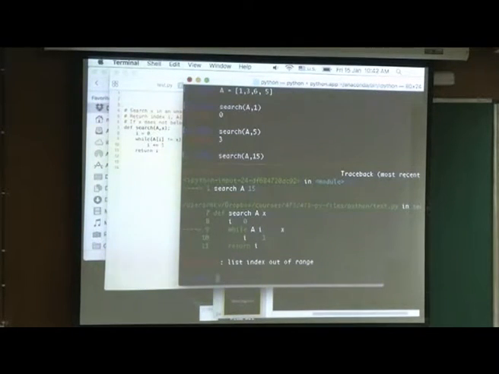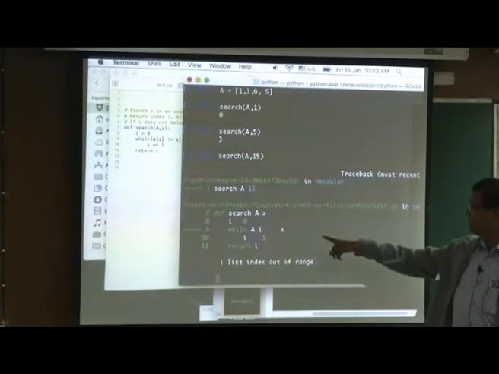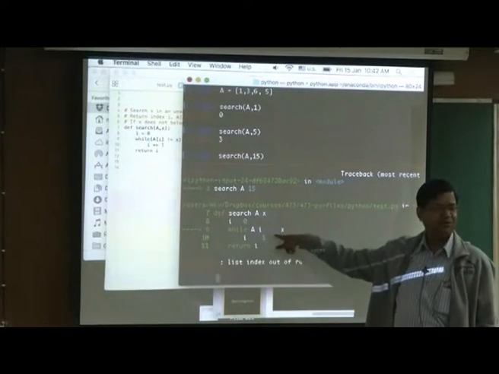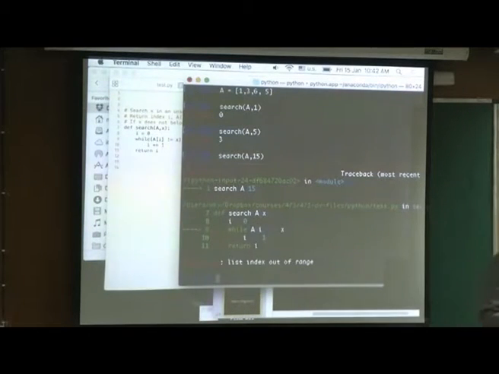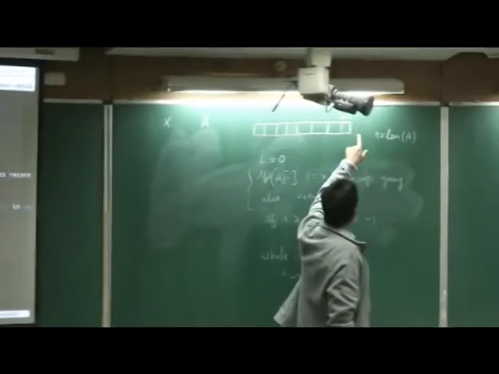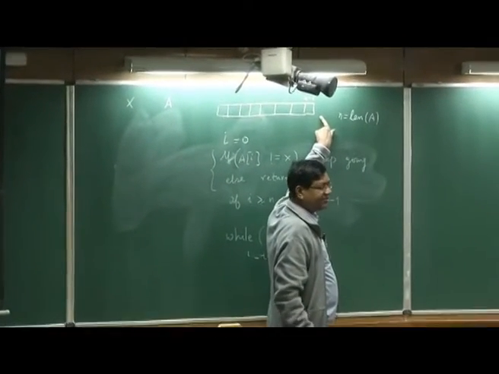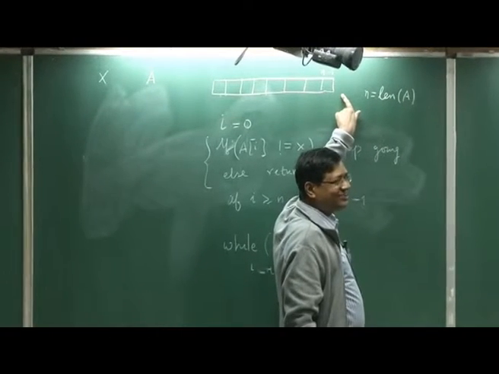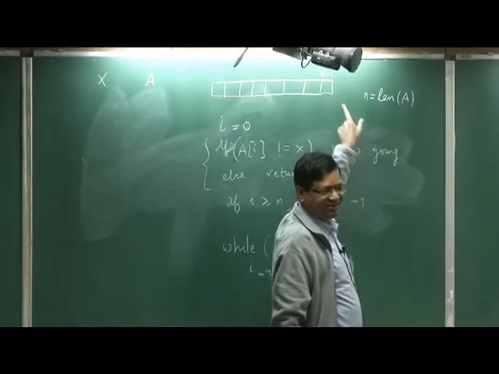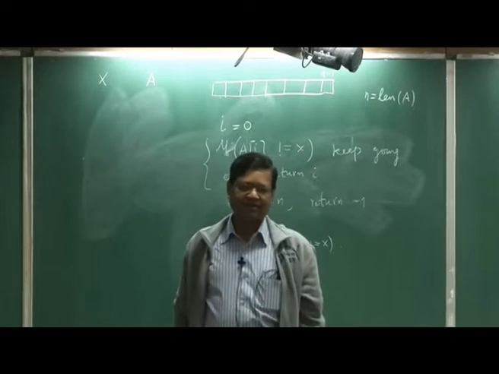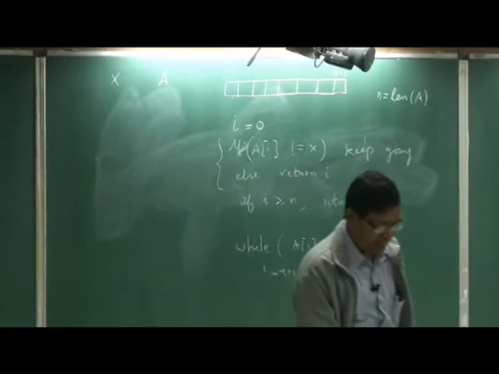So it says index out of range. It went there and tried to do the comparison. I increased i beyond, so it kept searching, did not find it here, and came here, but I can't search there anymore, this is beyond the size. So this error is given, and I need to fix it.